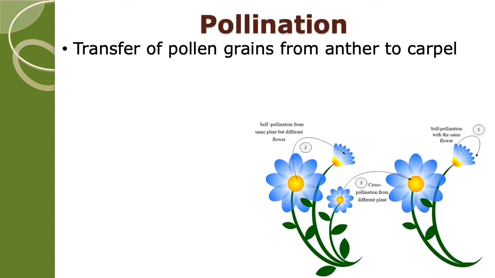Now that we've gone through the process of megagametogenesis and microgametogenesis, let us look at how the male gametes and female gametes are able to meet each other. And this is where pollination comes into play. The process of transferring the pollen grains, which harbor the male gametes, from the anther to the carpel is pollination.